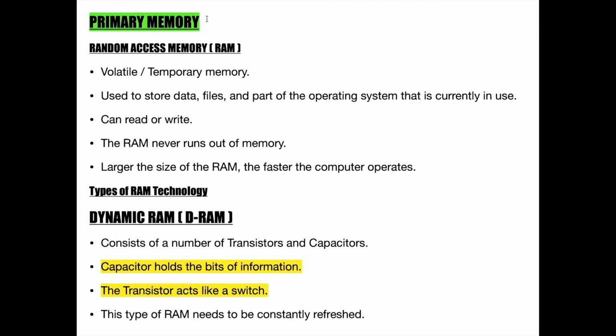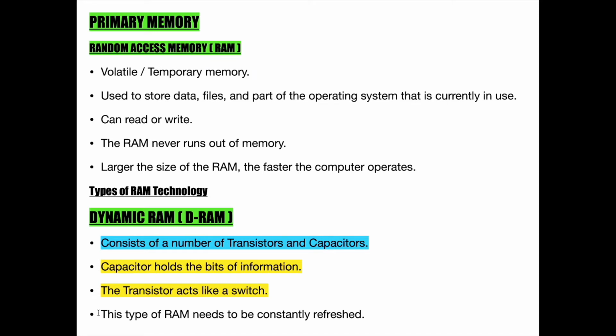The RAM is a volatile memory which is used to store data, files, and a part of the operating system that is in use. You can read and write on the RAM. The RAM never runs out of space. It just gets slower. Moreover, the RAM is separated into two types: the dynamic RAM and the static RAM. The dynamic RAM consists of a number of transistors and capacitors. The capacitor holds the bits of information. The transistor acts like a switch.